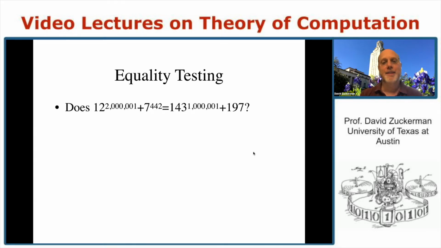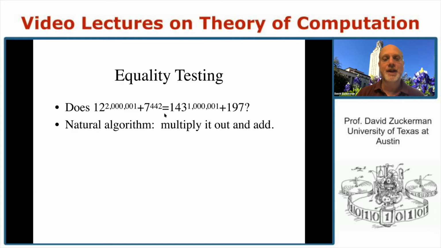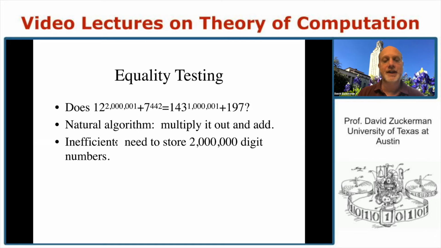So here we have this example. Does 12 to the 2,000,001 plus 7 to the 442 equal this right-hand side? These are pretty big numbers. The natural algorithm is to multiply it out and add. The problem with that is that it's very inefficient.